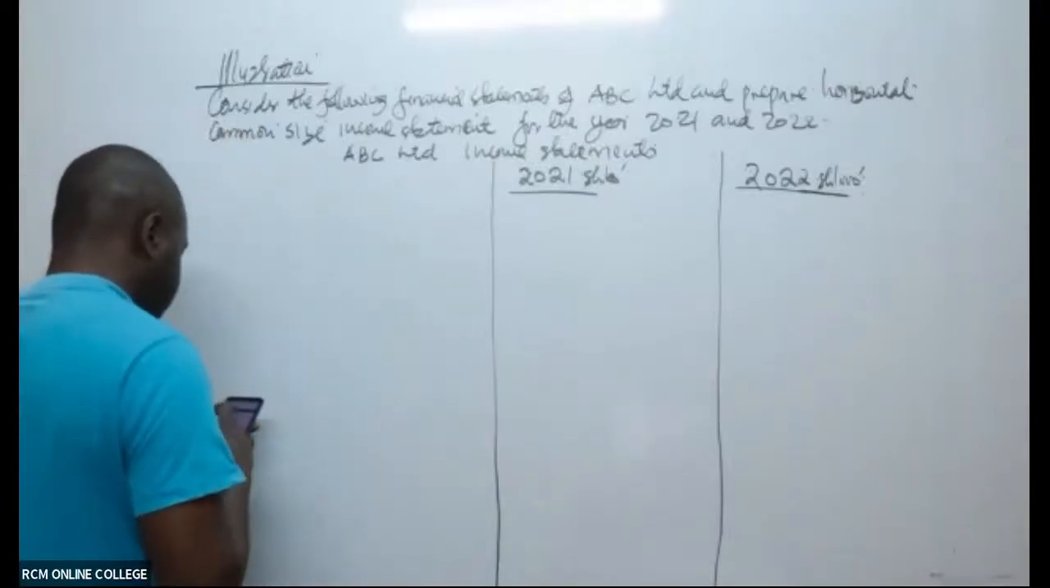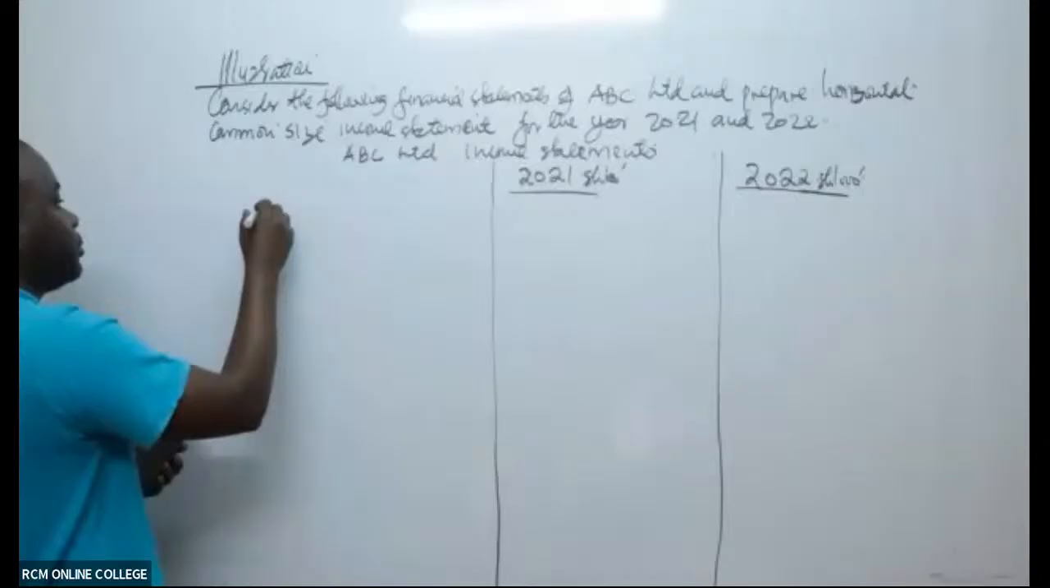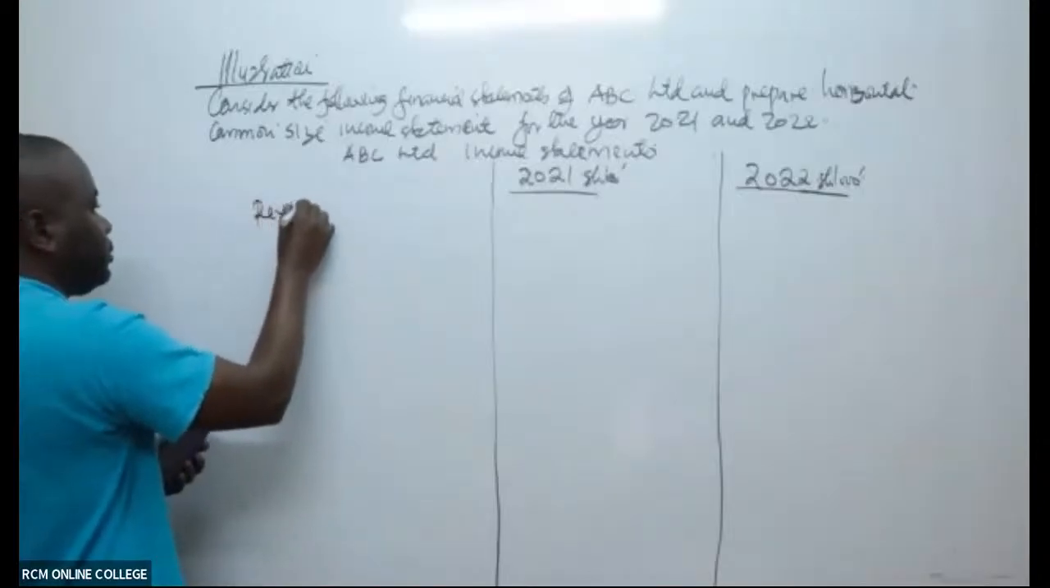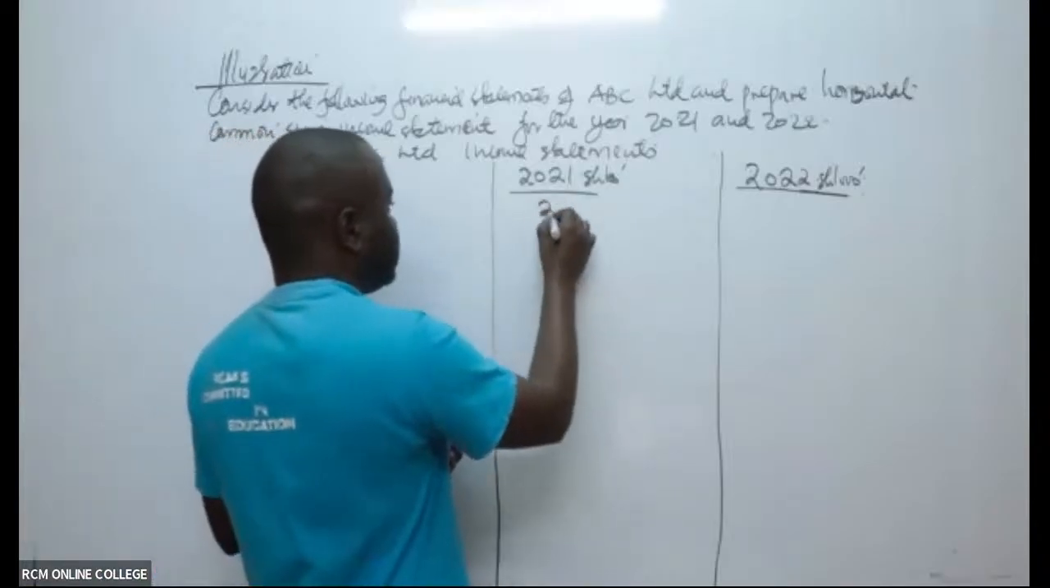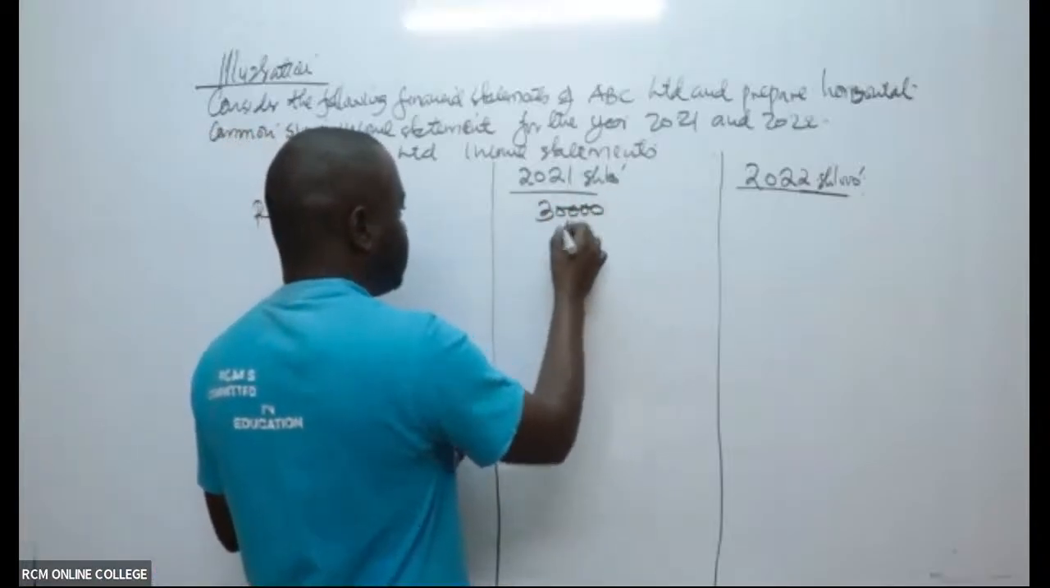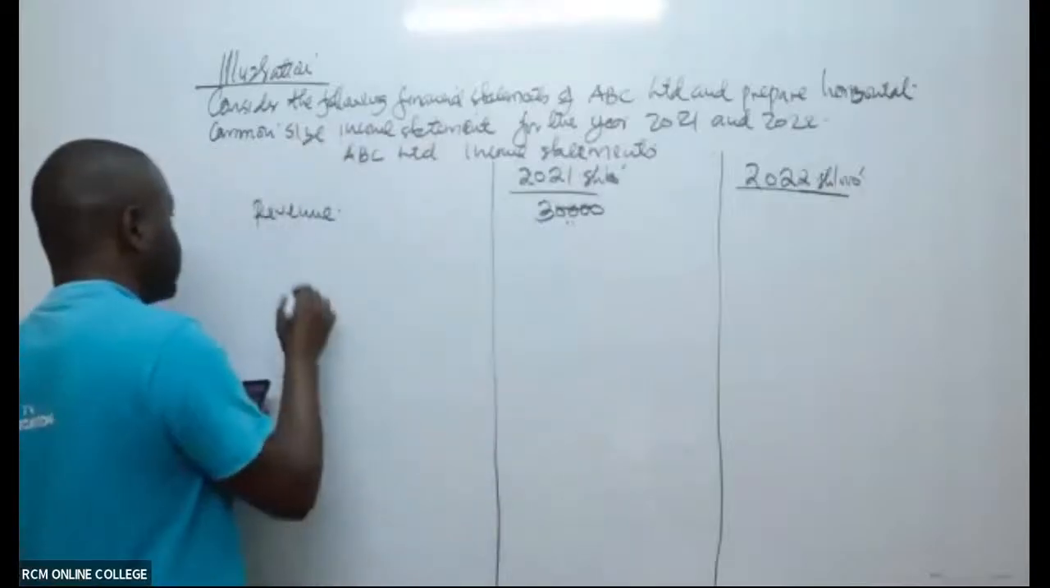So we can have that. Then you can start with the revenue. Revenue here, say 30. So that is the first item. Then cost of sales.